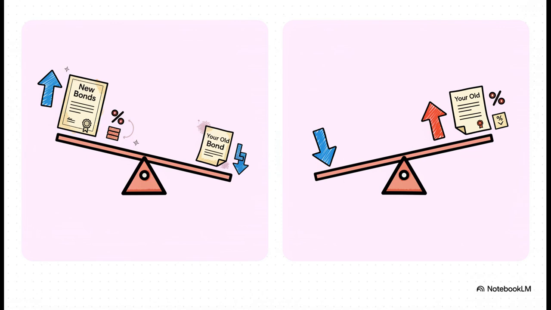The best way to think about this is like a seesaw. Imagine you own a bond that pays you 3% interest. Now all of a sudden, new bonds are being sold that pay 5% interest. Well, who's going to want to buy your old, lower-paying bond at full price? Nobody. The price of your bond has to fall to make it attractive. And of course, the opposite is true. If new bonds are only paying 1%, your 3% bond looks fantastic, and its price will actually rise.